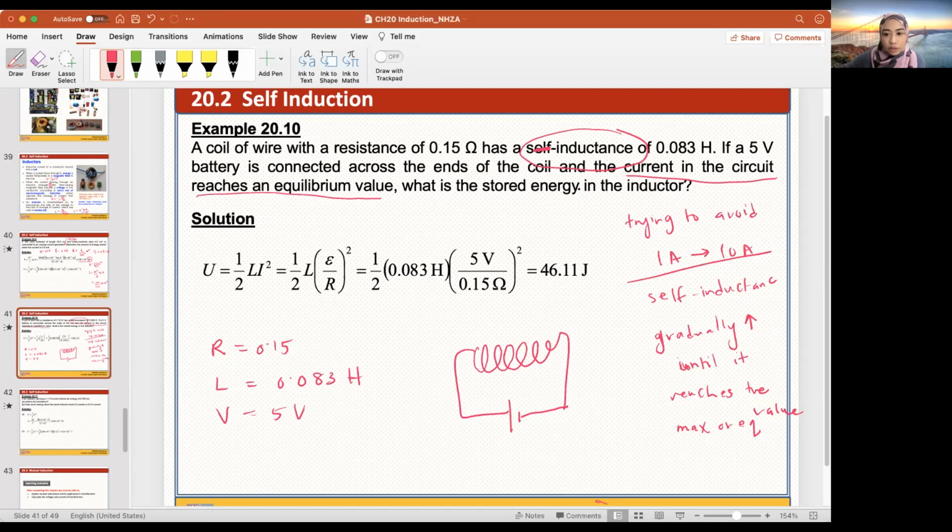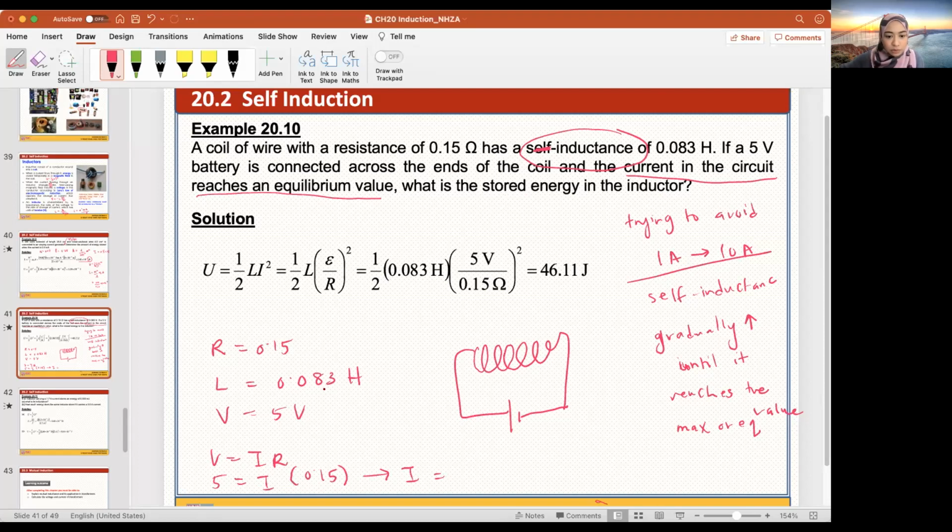So what is the stored energy in the conductor? First of all, we don't have I here. So V equals IR, right? V equals IR. So V is 5. You can solve for R, 0.15. So from here, you get I, 5 divided by 0.15. Can someone calculate it for me? And then it wants to find out what is U.